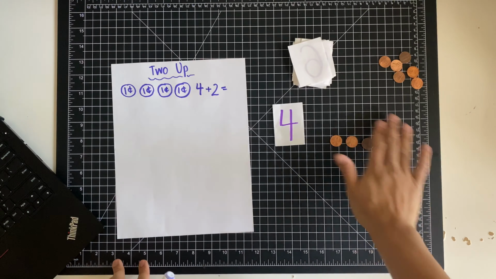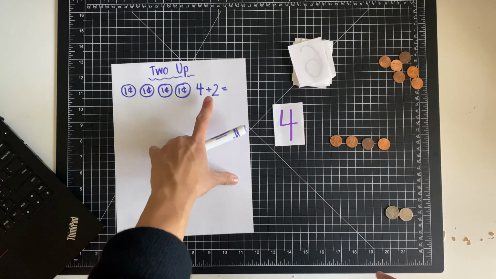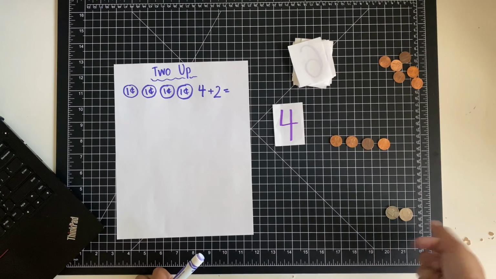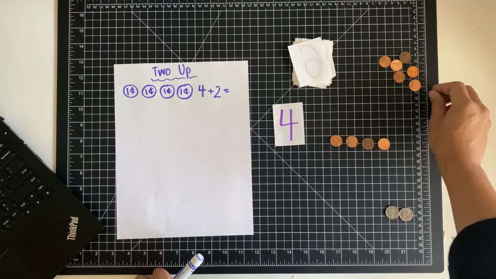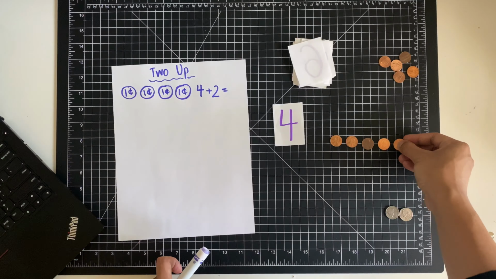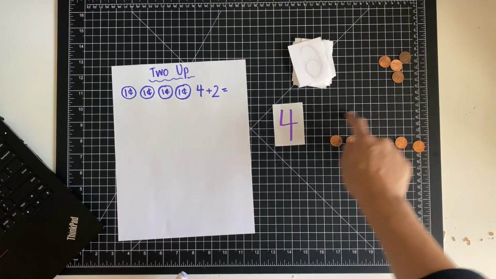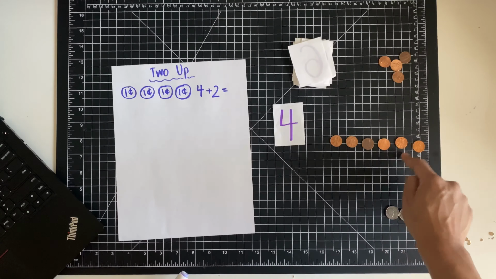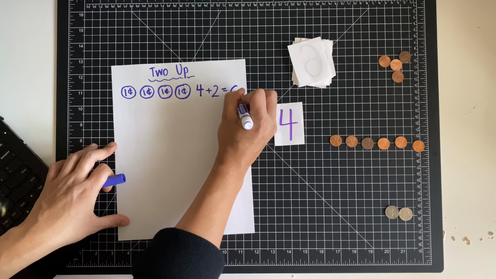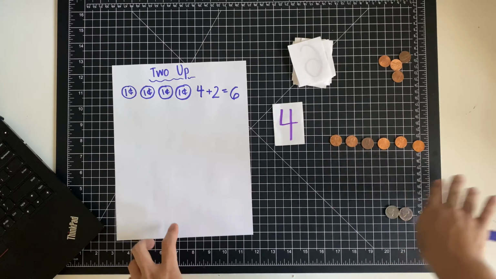So I can use my pennies as a manipulative. If I have 4 here, and I need to add 2 more, how many do I have all together? You could use your manipulative, so you can use your pennies. So I'm going to add 2 more. So here's 1 cent, 2 cents. Now all together, I have 1, 2, 3, 4, 5, 6 cents. So I know 4 plus 2 equals 6.